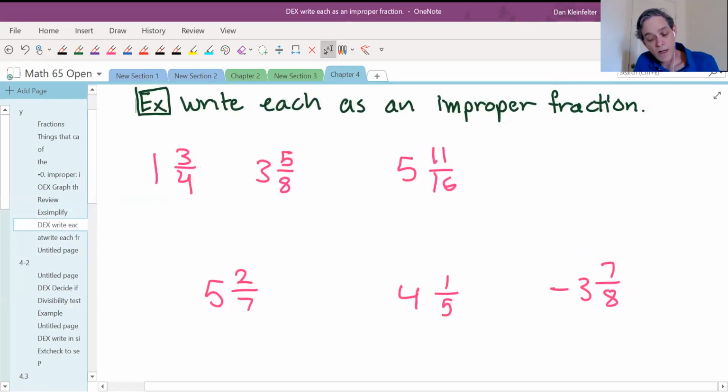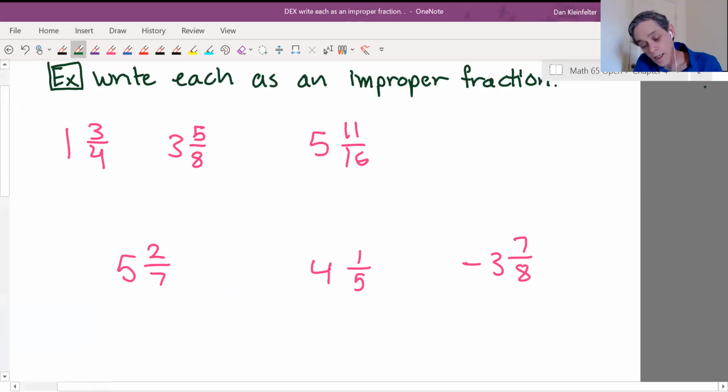Okay, so here, 1 3/4, we want to write that as an improper fraction. So 4 times 1 is 4, plus 3 is 7, 7/4. 3 5/8, 8 times 3 is 24. 24 plus 5 is 29, all over 8. Notice the denominator is still the same. The first one was in fourths, so we got fourths. The second one was 3 5/8, so we got eighths. 5 and 11/16. Okay, 16 times 5 is 80, plus 11 is 91, 91/16.